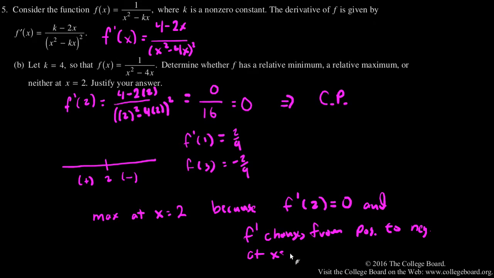at x equals 2. Again, it's going to change from increasing to decreasing, so we're going to get something like this, increasing, decreasing, and have a maximum point at the top.